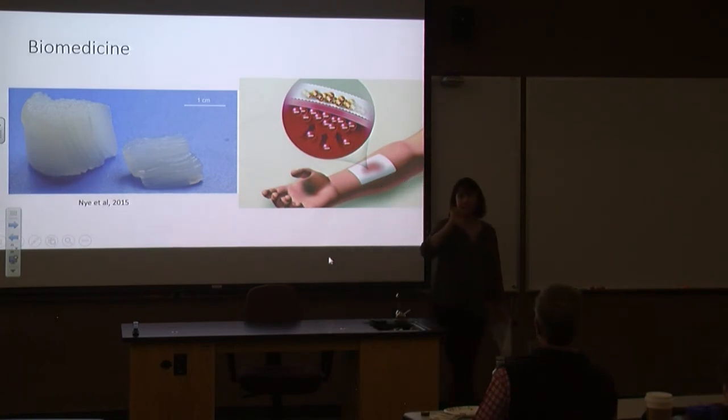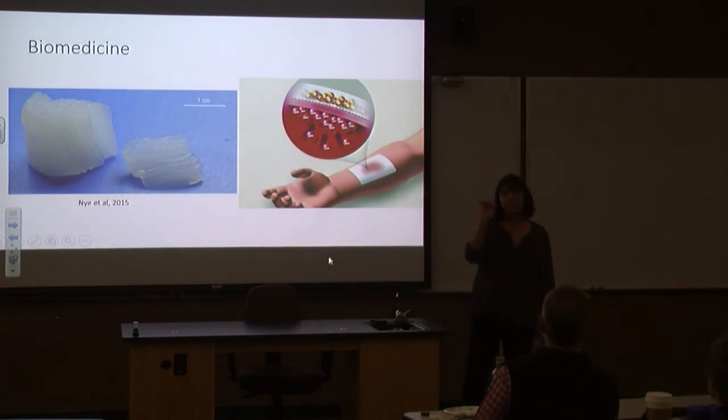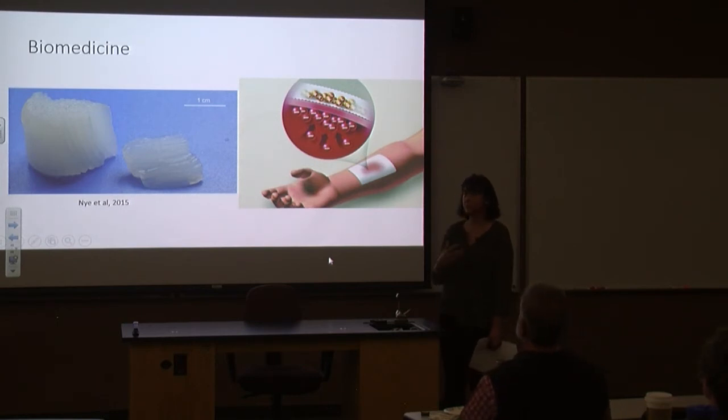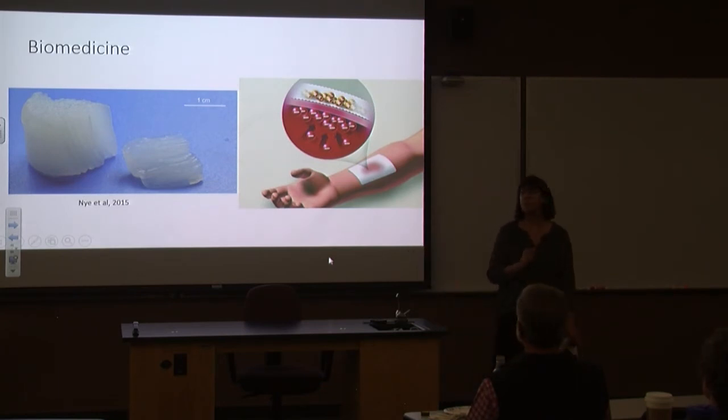They make this matrix and embed the drug in it. And I guess there are different ways to do this. Then you can put it on the skin, and it gets taken up into the body, not very fast, but more as a slow release. So it's been suggested that that's a better way to get the medicines in much more slowly.